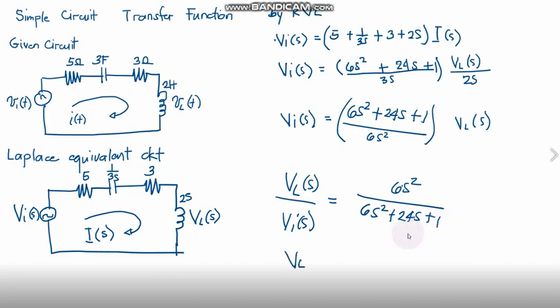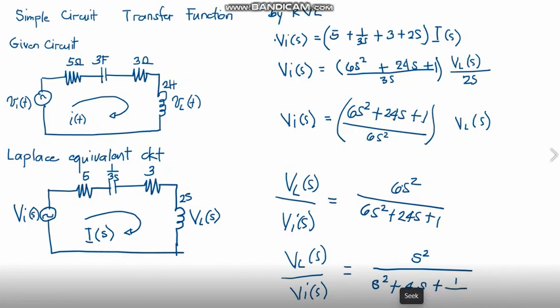Okay, simplifying further, now dividing both the numerator and the denominator by 6, we're going to have s squared over s squared plus 4s plus 1. So this is now our transfer function.